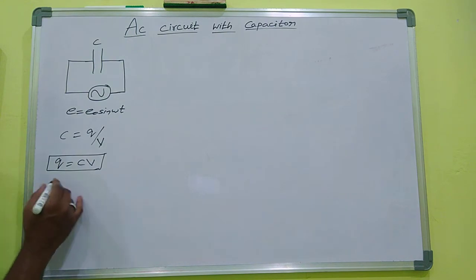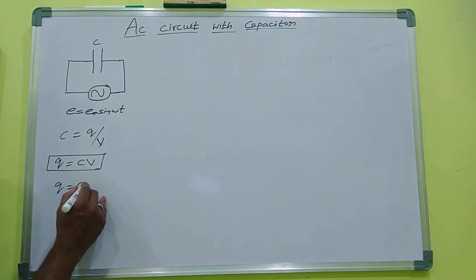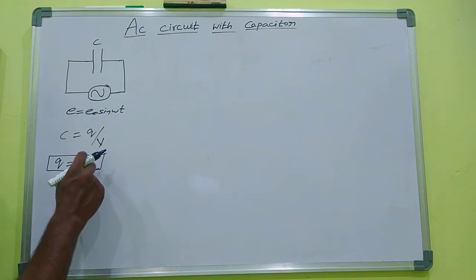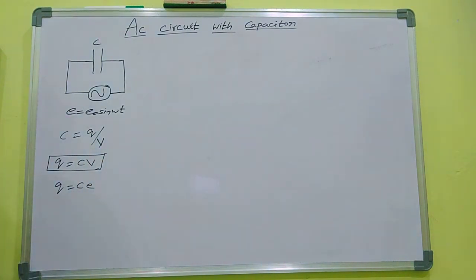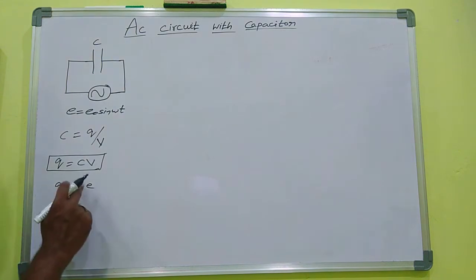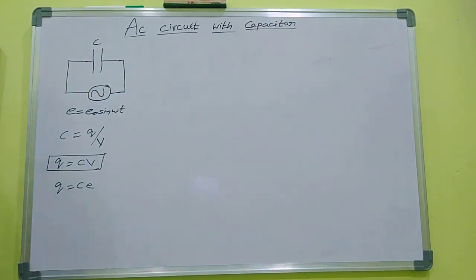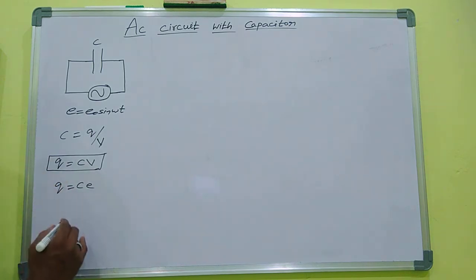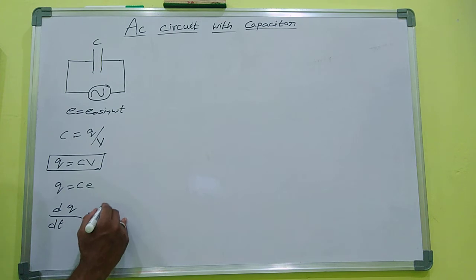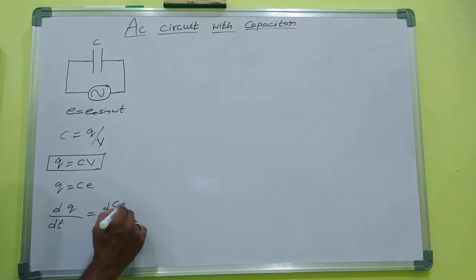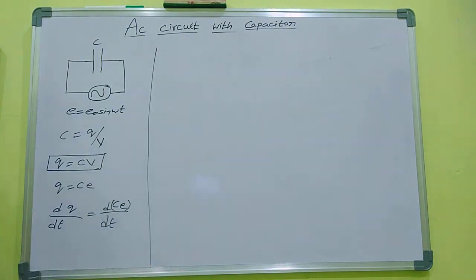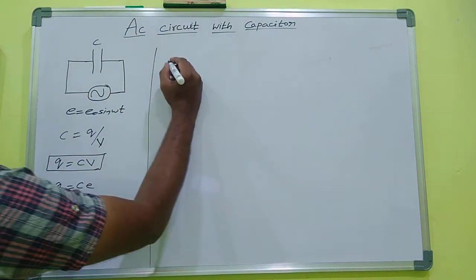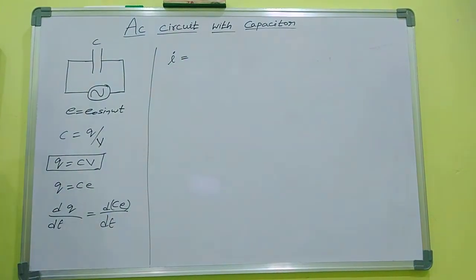Here Q equal to C into E. We write E instead of V because here the EMF is represented as E. So Q is equal to CE. Then we want to find the instantaneous current, so differentiate both sides with respect to time. d by dt of Q is equal to d by dt of CE. Now dq by dt is the rate of flow of charge, which gives the current.